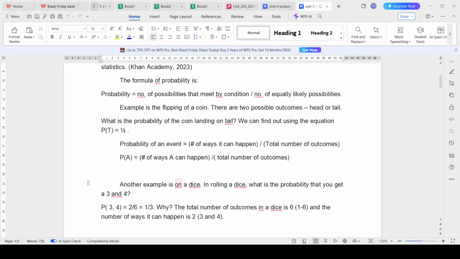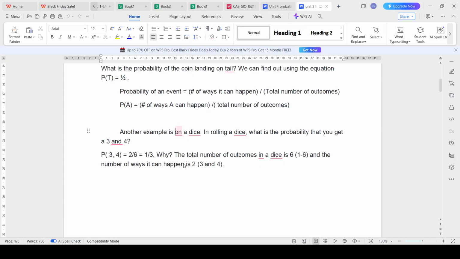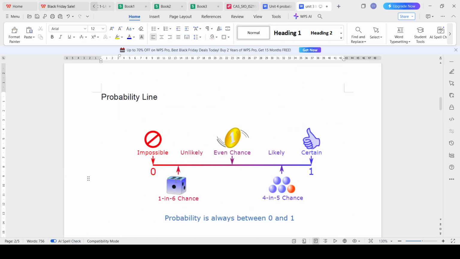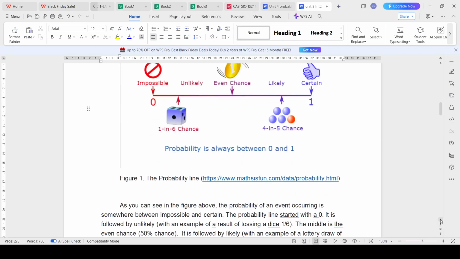So we are now on the probability line. On this line, 0 is impossible. 1 in 6 is unlikely. 1 half is an even chance. 4 in 5 is likely. And if you get 1, that is called certain. Probability is always between 0 and 1.